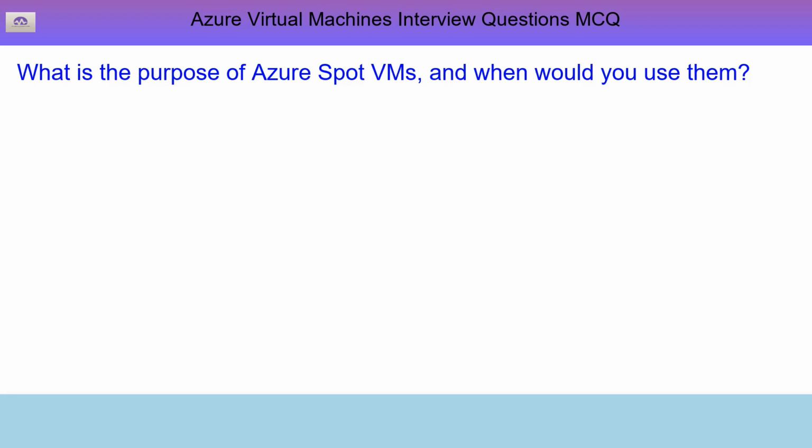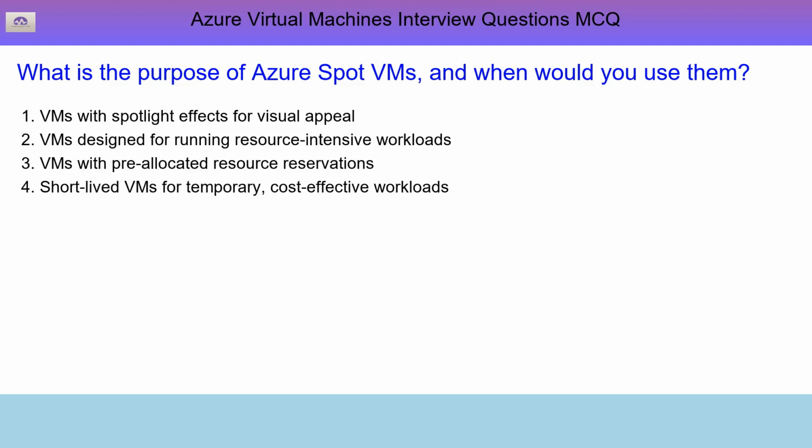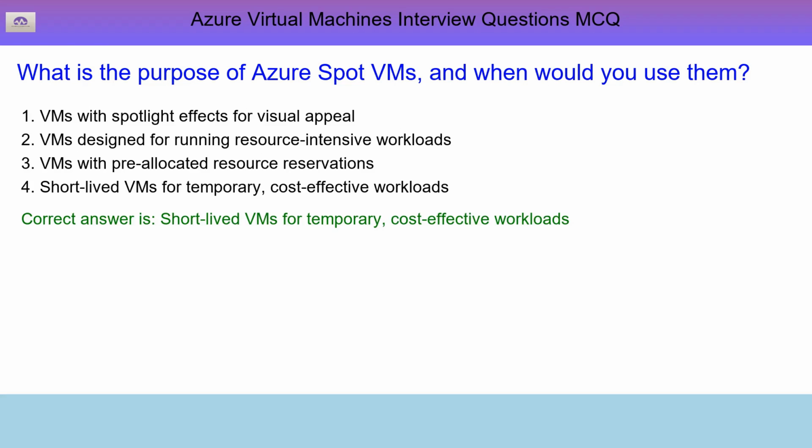What is the purpose of Azure Spot VMs, and when would you use them? Here are your options. 1. VMs with spotlight effects for visual appeal. 2. VMs designed for running resource-intensive workloads. 3. VMs with pre-allocated resource reservations. 4. Short-lived VMs for temporary, cost-effective workloads. The correct answer is short-lived VMs for temporary, cost-effective workloads.